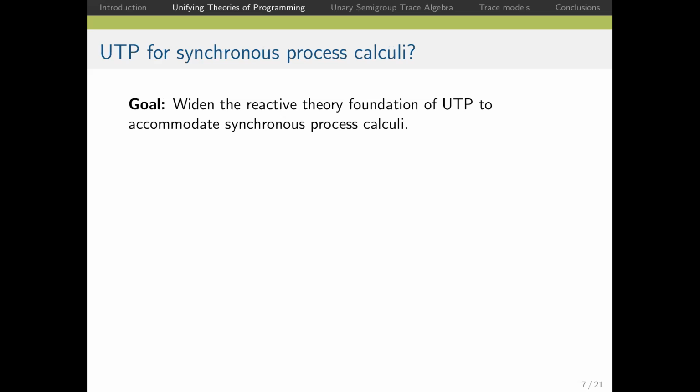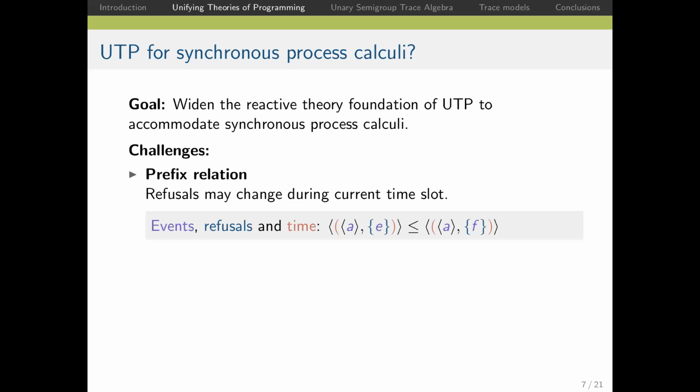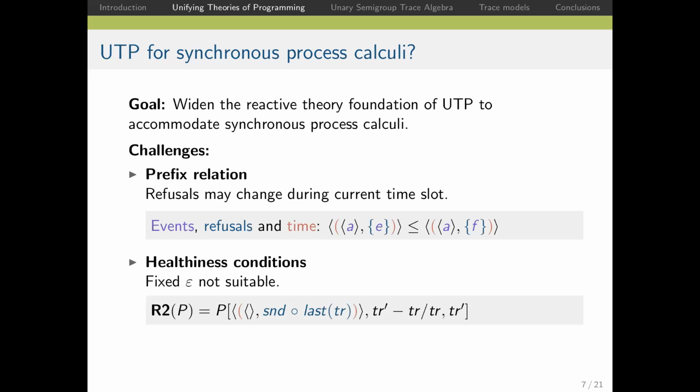So the goal here is to widen the reactive theory foundation of UTP to accommodate synchronous process calculi. So what are the challenges here? Well, first of all, as I hinted earlier, the prefix relation is a preorder because we have that refusals may change during the current time slot. The second challenge is if we look at those healthiness conditions, we can see that the fixed epsilon is not quite suitable. And indeed, if we look at some of the existing work in the literature, we find that R2 is defined in a different way. It's actually a non-empty sequence with one pair whose first component is an empty sequence, but the second component is actually a value that depends on tr. It's the second component of the last of tr.